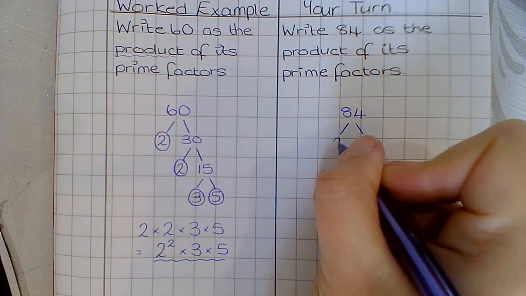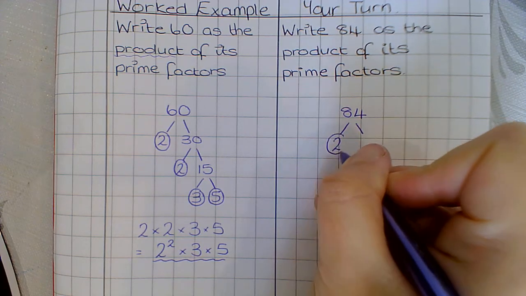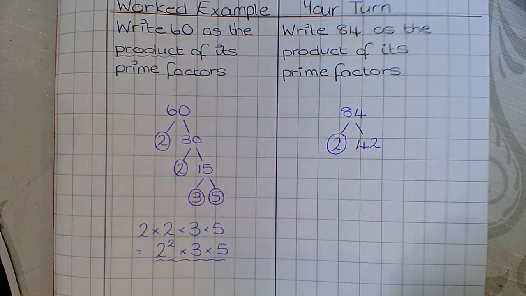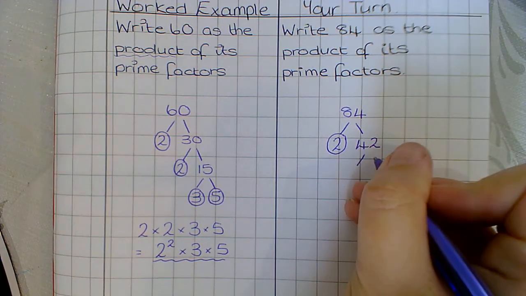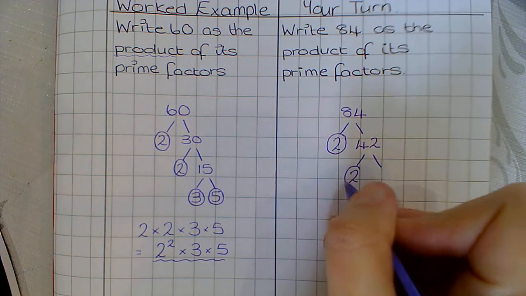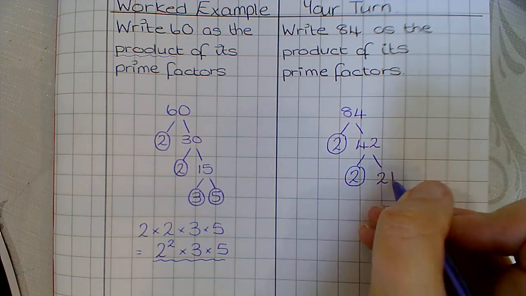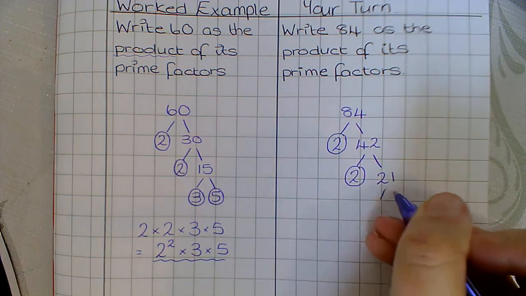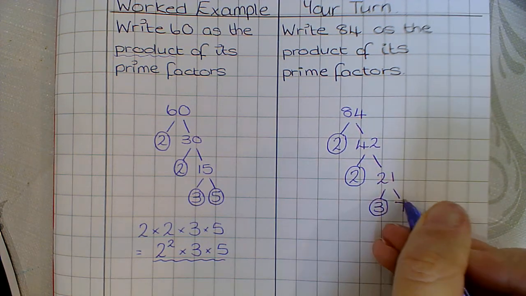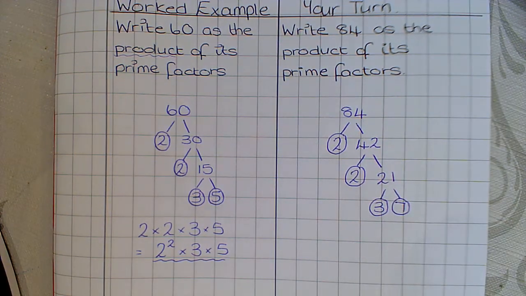I always start with thinking about using the 2s just because it's a nice straightforward times table. So 2 and 42. Carry on with the 42. I'd do 2 multiplied by 21. And then carry on with the 21. I do 3 multiplied by 7. And now we've ended all our branches with prime numbers.